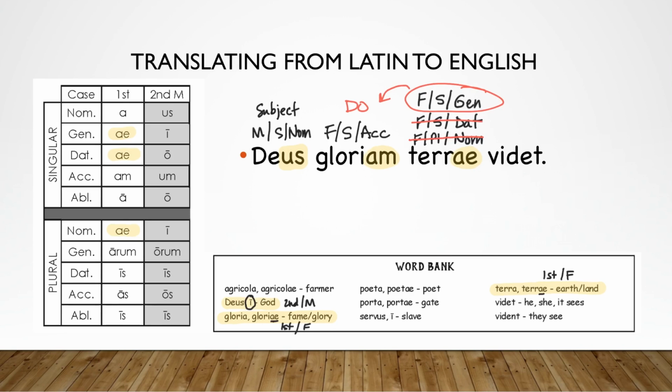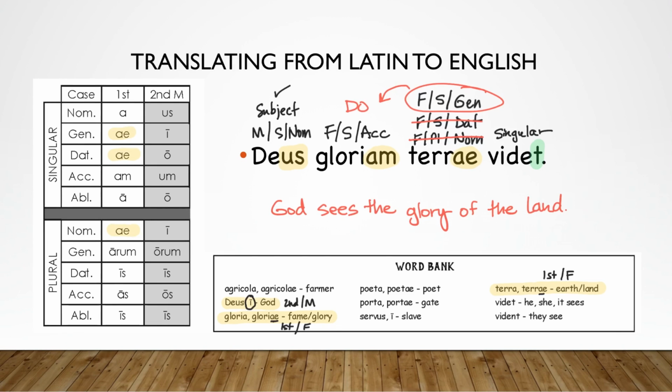Alright, last thing we check is our verb to see if it's singular or plural. And looking at that T instead of an NT, that means it's singular. And thankfully, that means it matches with Deus, our subject. So we're going to translate this starting with Deus, our subject, and then our verb, our direct object, and our possessive noun adjective. So, God sees the glory of the land.